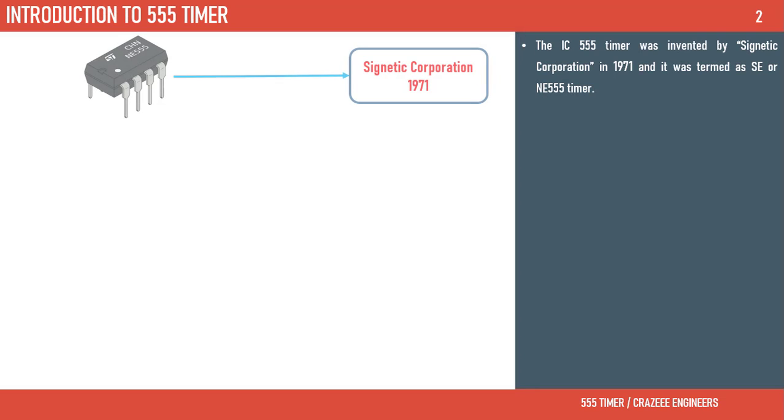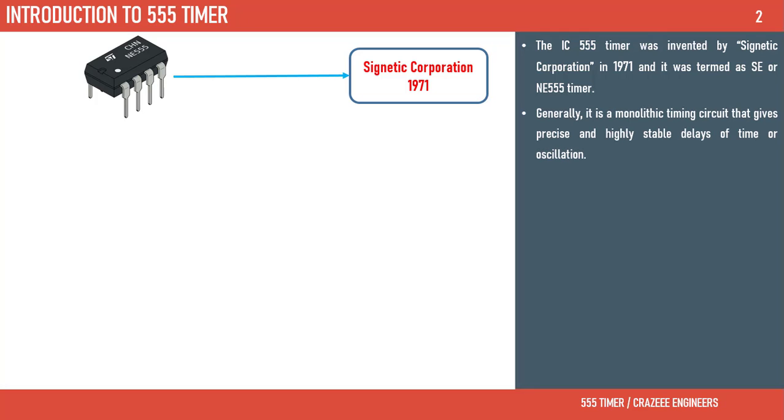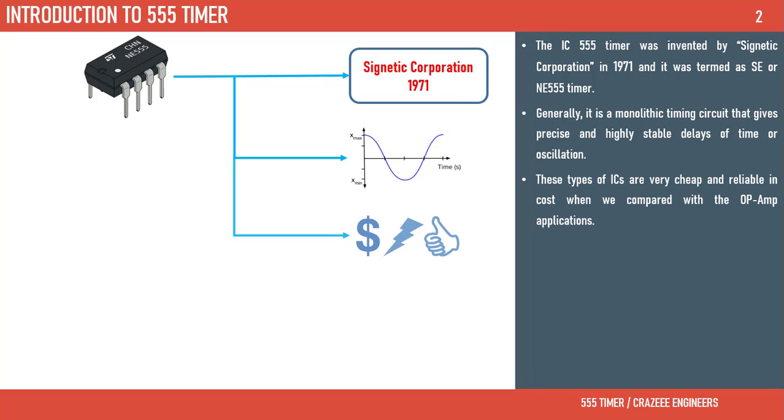Introduction to 555 timer. The IC 555 timer was invented by Signetics Corporation in 1971, and it was termed as SE or NE 555 timer. Generally, it is a monolithic timing circuit that gives precise and highly stable delays of time or oscillation. These types of ICs are very cheap and reliable in cost when compared with operational amplifier applications.